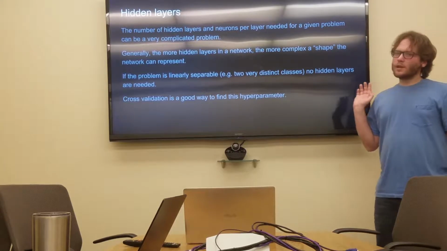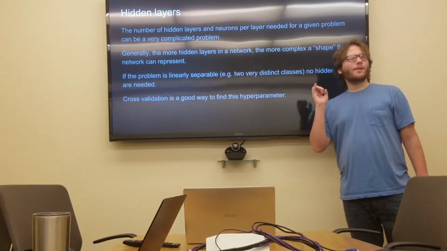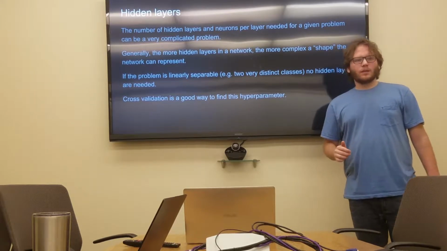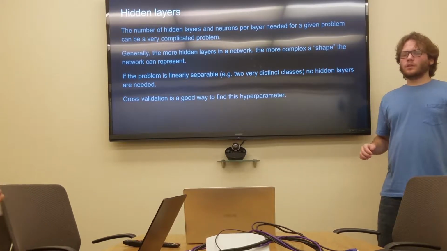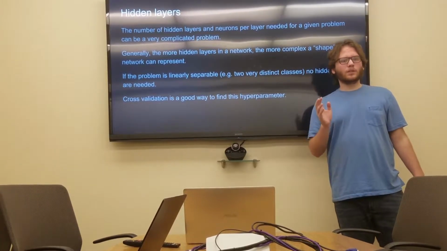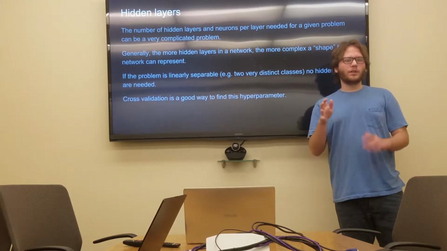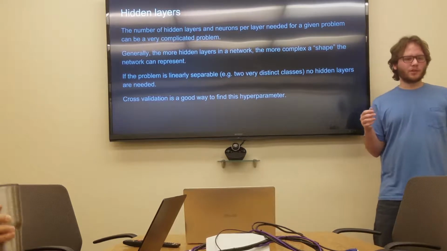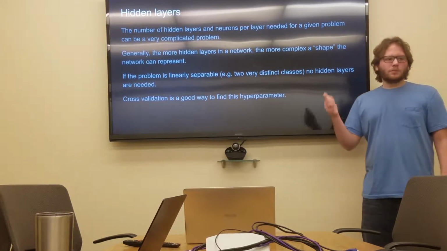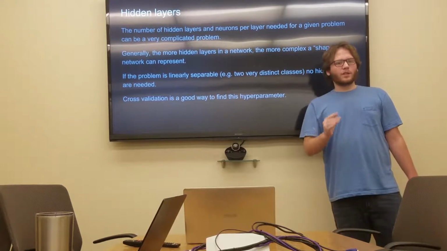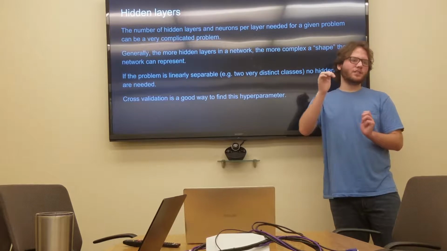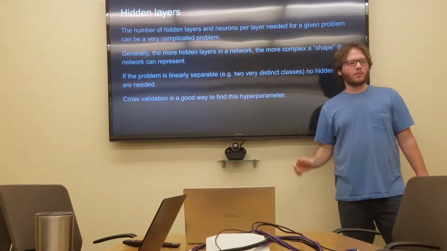So I can't give you a tried and true rule for these. As we saw earlier, the more neurons you have in a hidden layer and the more hidden layers you have, the more complex shapes you can make. Generally, as you saw from the playground thing, the first layer is just going to have lines, the second one might have combinations of lines, and it can grow more and more.